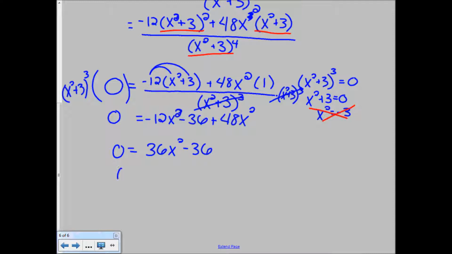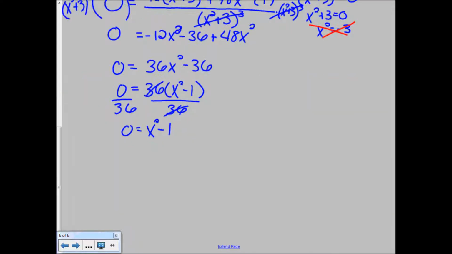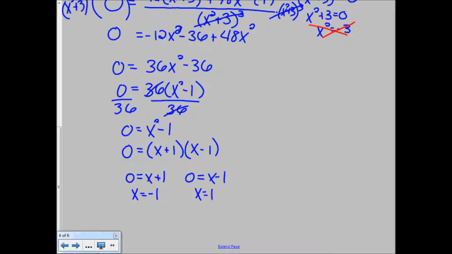We can factor a 36 away from both of those terms then, so we're going to get 36 times x squared minus 1, dividing both sides by 36 to cancel with that coefficient. I'm going to cancel the 36 on this side. We're going to get 0 is just equal to x squared minus 1, which we know we can factor to be x plus 1 times x minus 1. And then we know we can set both of those equal to 0 and then solve for the individual x values, which is going to give us that x is equal to negative 1 and x is equal to positive 1. So we have two critical values this time. So these are both critical numbers.